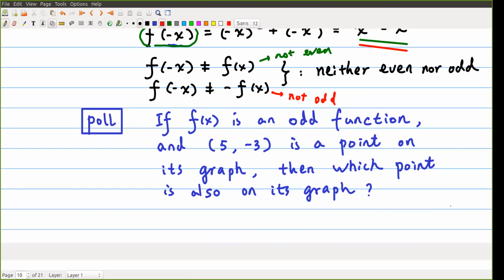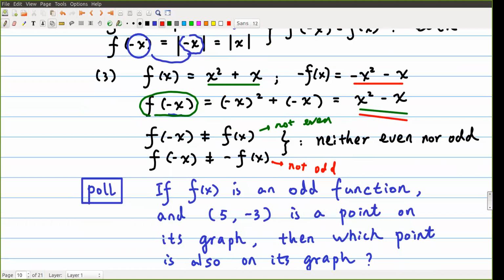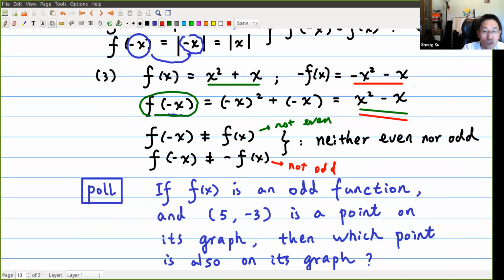Wait, so what does the graph look like if it's neither even nor odd? Later on, we'll learn how to plot this kind of function. For example, I can just give an example here, not the graph of this function. Maybe it looks like x plus one half squared minus one fourth. There's a one half and one fourth here. Later on we'll learn about this function called a quadratic function.